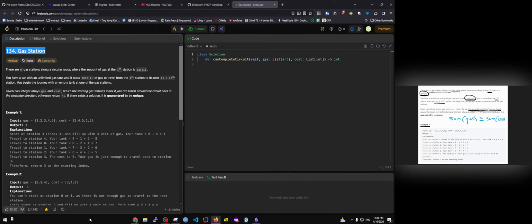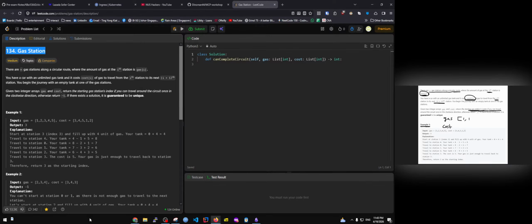I'm talking about the total of both arrays, right? The sum has to be greater or equal. That makes sense, right? How can we complete a loop if we don't have enough gas to cover the total cost? It just simply would not be possible, no matter how we do it.